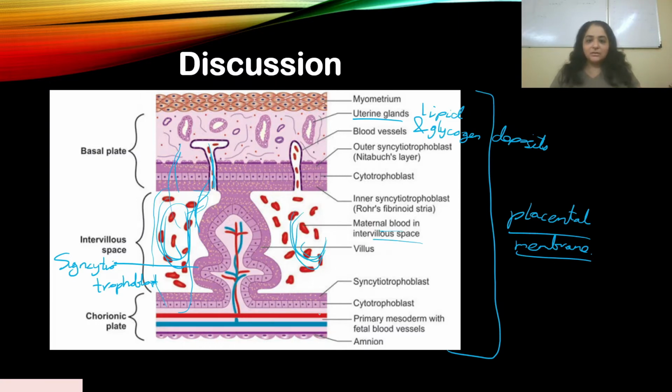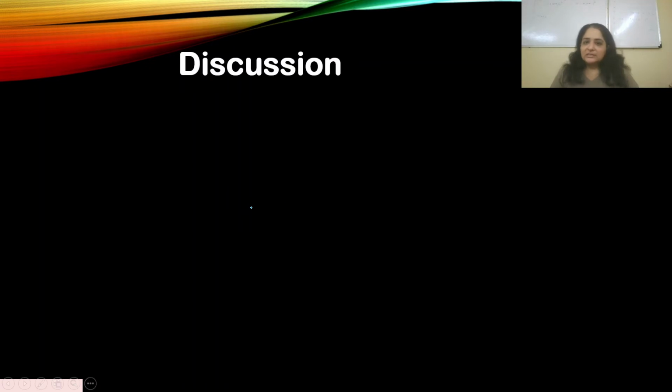Now this is actually the chorionic villi. Sorry, this is only one villus that we are seeing here. So I'll also discuss this later when I discuss the development of the placenta. Or should I discuss this now? Let me discuss this now. So I'll discuss the development of the placenta and the embryo.